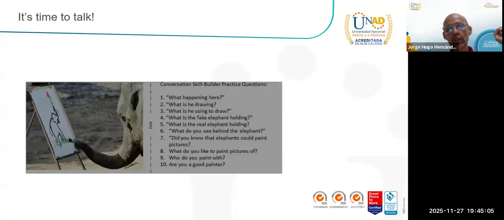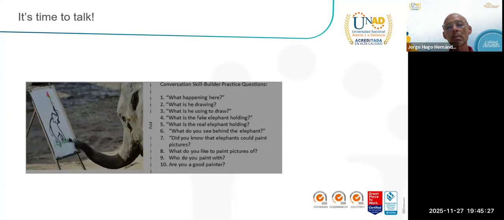Number 7, did you know that elephants could paint pictures? And you can say about that. You can give your opinion about this picture. You can say that this is a fake picture. Or you can say this is a real picture, because elephants can do that.